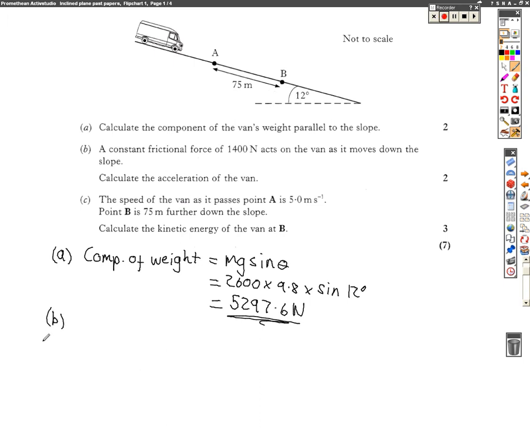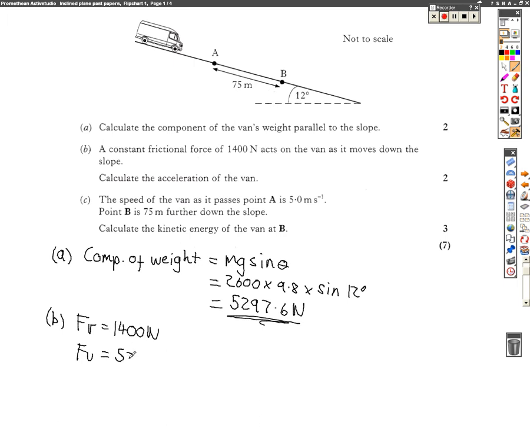B. A constant frictional force of 1,400 newtons acts on the van as it moves down the slope. Calculate the acceleration of the van. So from Newton's second law, we know that accelerations are caused by unbalanced forces. So there must be an unbalanced force acting down the slope to make that acceleration happen. So if friction is 1,400 newtons, we can calculate what the unbalanced force is simply by taking the frictional force away from the component of weight acting down the slope.